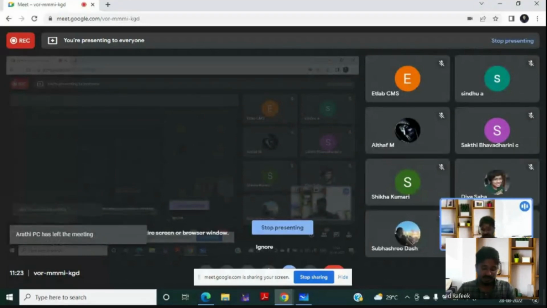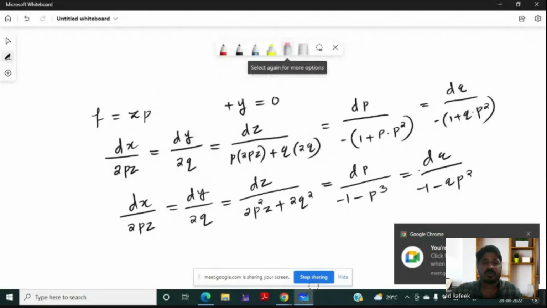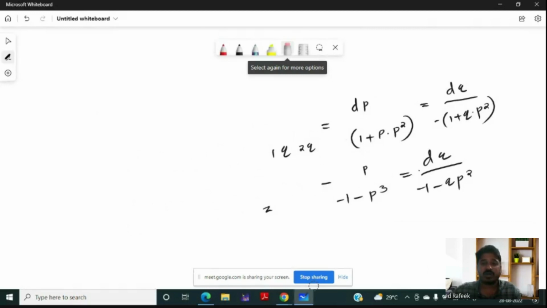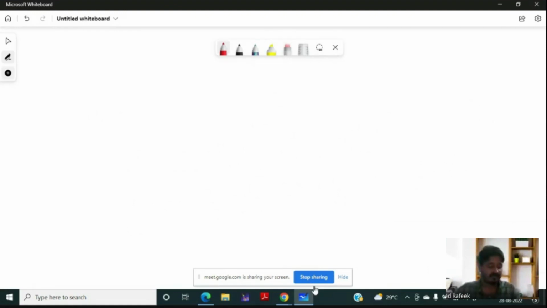Okay. Now we will move to the fifth problem. So remember that Charpit auxiliary equation. Then you can solve it. Fifth question. Question number 5.